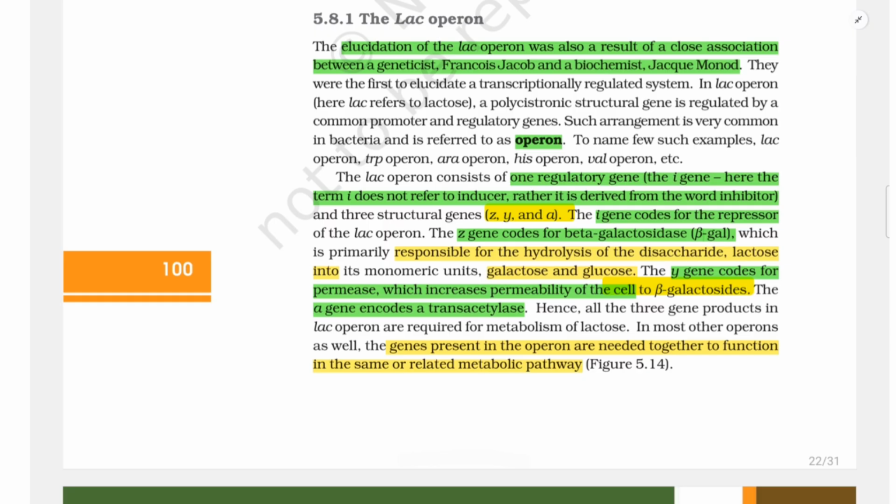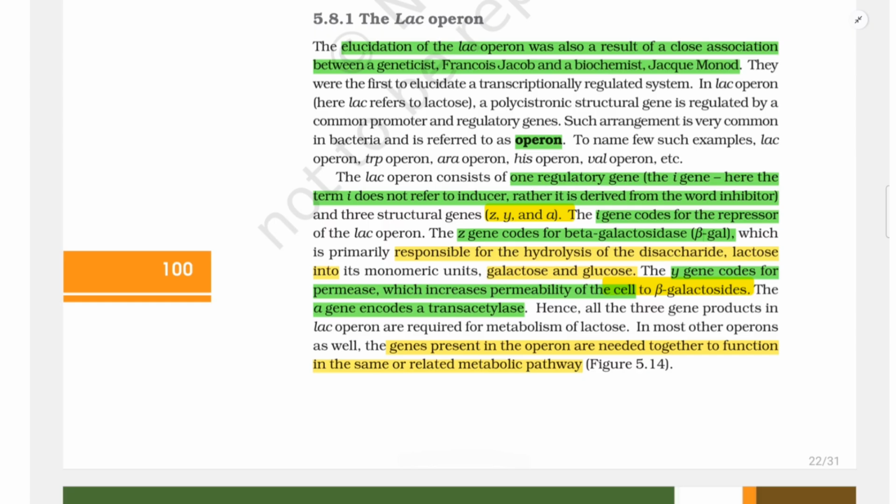The lac operon consists of one regulatory gene, the i gene. Here the term i does not refer to inducer, rather it is derived from the word inhibitor, and three structural genes z, y and a. The i gene codes for the repressor of the lac operon. The z gene codes for beta galactosidase, beta-gal, which is primarily responsible for the hydrolysis of the disaccharide lactose into monomeric units galactose and glucose. The y gene codes for permease, which increases permeability of the cell to beta galactosides.